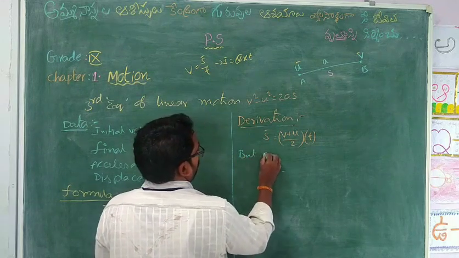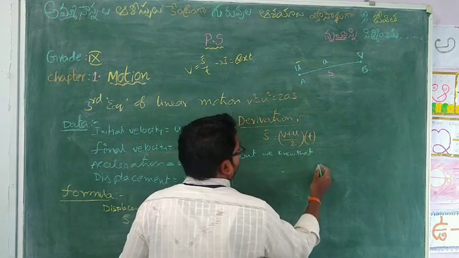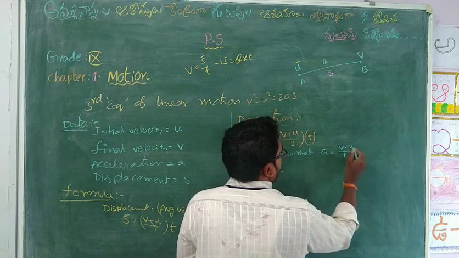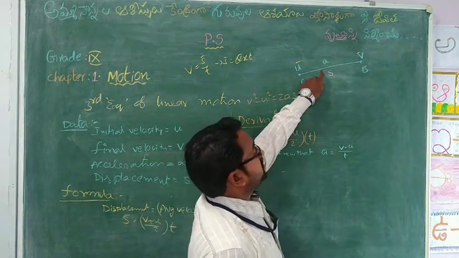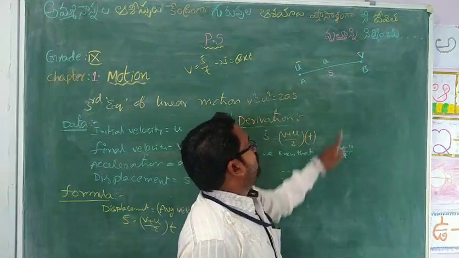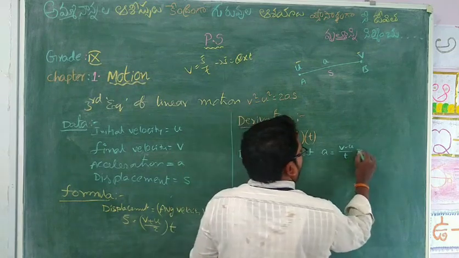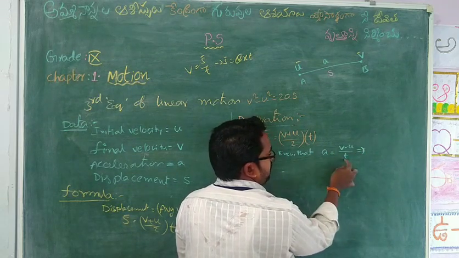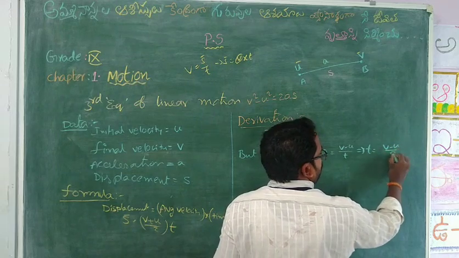But we know that A is equal to V minus U by T. Now what do I want? T. Because T is not there here, no? So T has to be replaced by V, U and so on. Now write this formula with T as the subject. Get the A here. T will be this. So T is equal to V minus U by A.